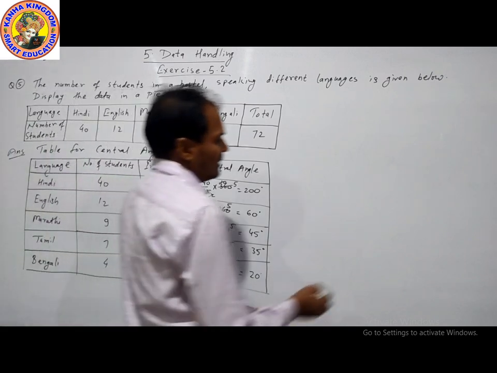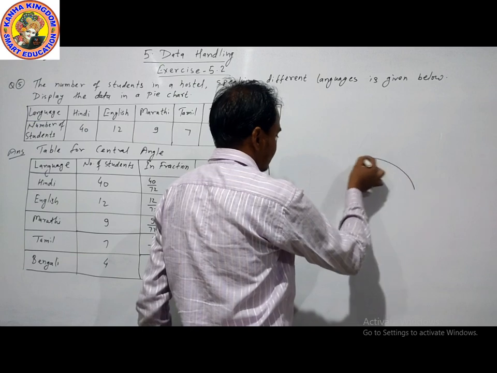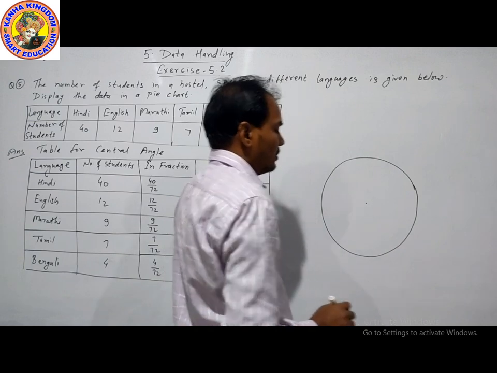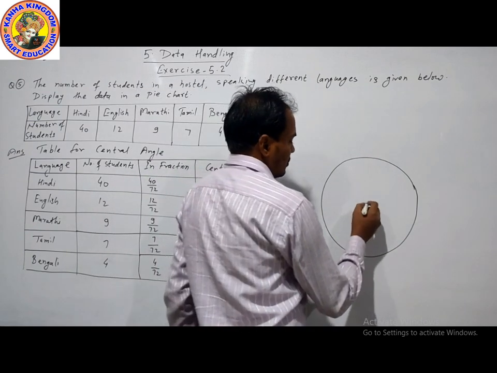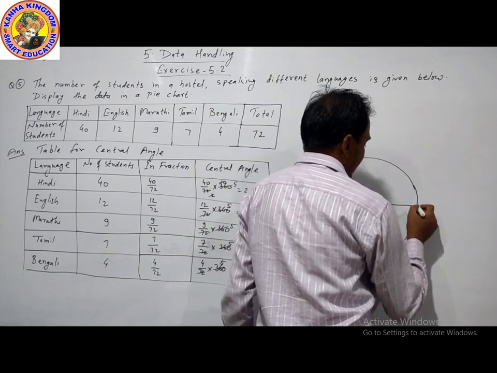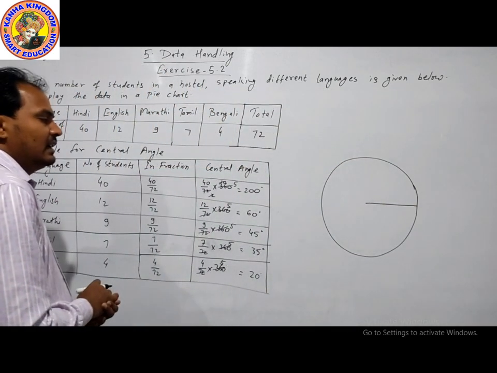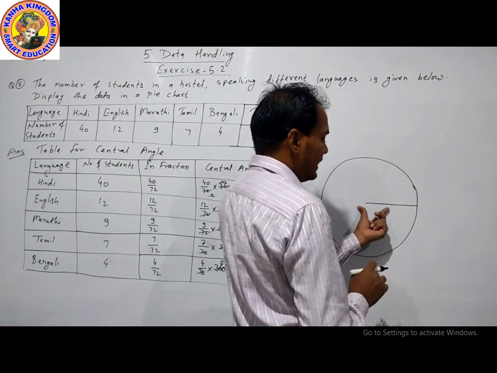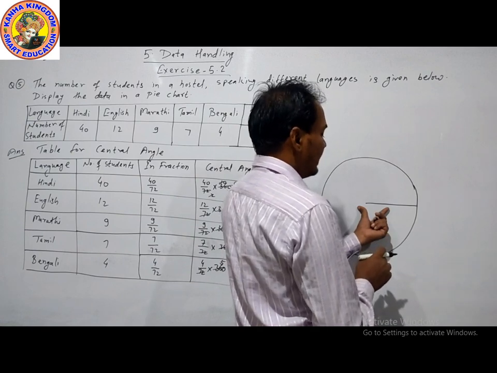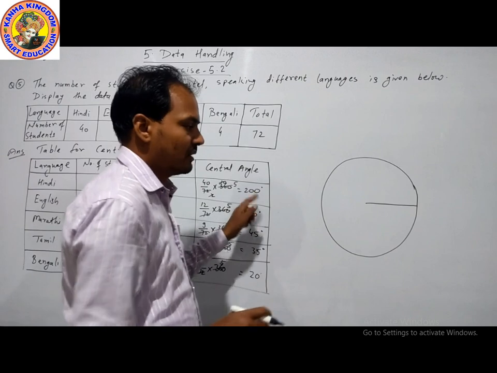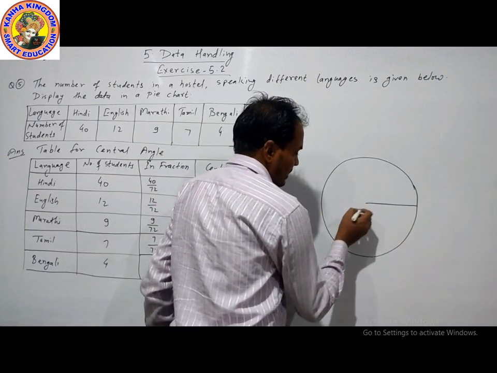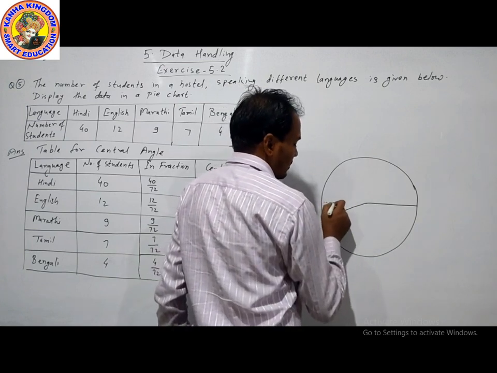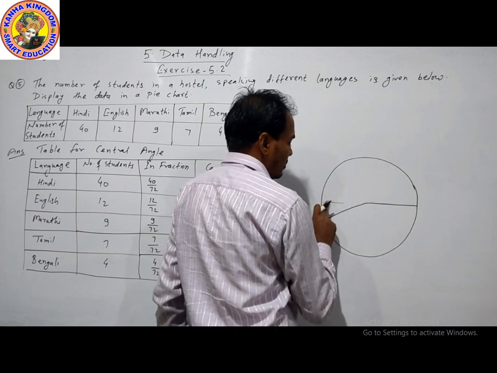Now we will draw a circle. This is the center point. Now we will draw a line. In the next part, we put the protractor here and measure the angle of 200. First angle is 200. From here we will measure an angle of 200, which is this. This is over 180 degree and this is over 200.